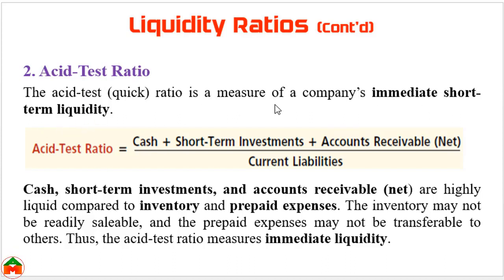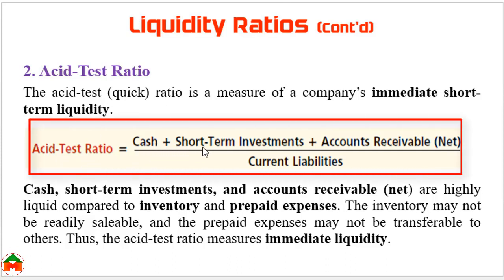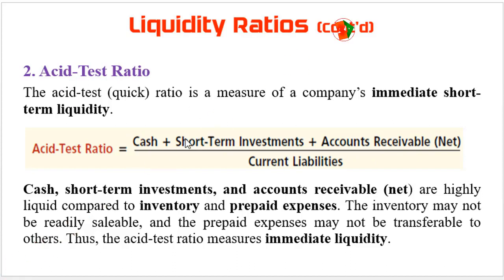I mean whether the company is able to provide quick response to the short-term payment of loan. The formula of acid test ratio or quick ratio is cash plus short-term investment plus accounts receivable net amount divided by current liabilities. The basic difference between the acid test ratio and current ratio is that in this current asset we should not include the inventory and prepaid expense, and all other current assets should be shown to calculate the acid test ratio.